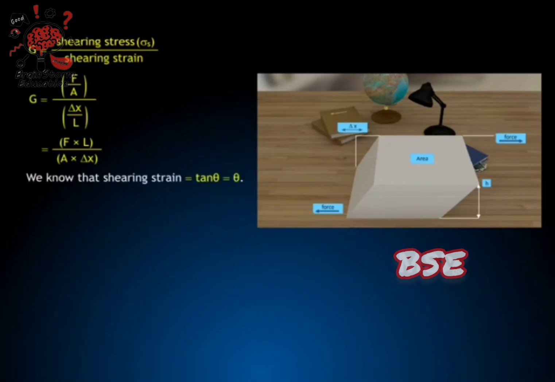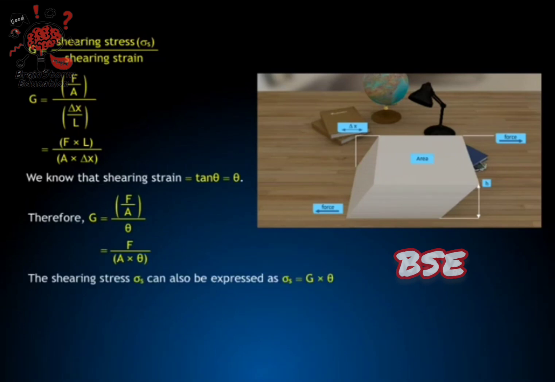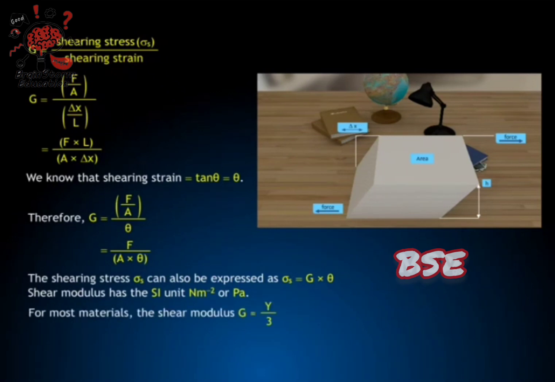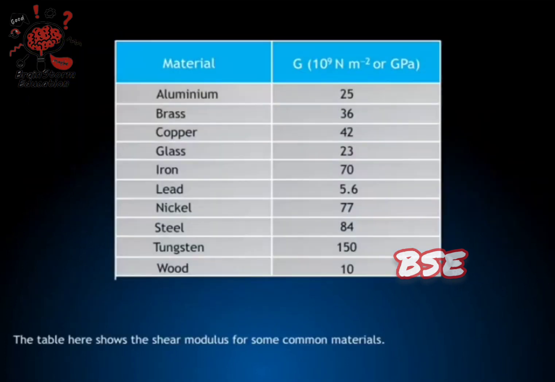We know that shearing strain is equal to tan theta equals theta. Therefore, G equals F by A by theta, which is equal to F by A into theta. The shearing stress sigma S can also be expressed as sigma S equals G into theta. Shear modulus has the SI unit Newton per square meter, or Pascal. For most materials, the shear modulus G is almost equal to Y by 3. The table here shows the shear modulus for some common materials.